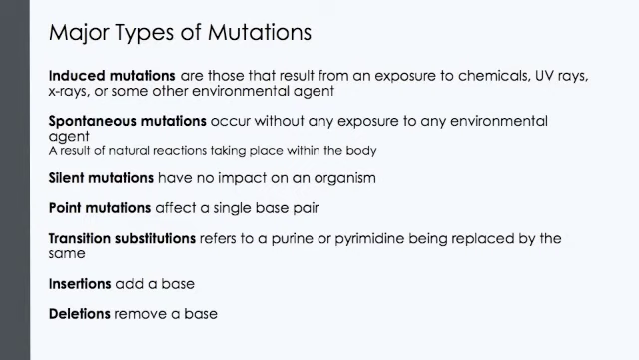Some base substitutions, called nonsense mutations, change an amino acid codon into a stop codon. For example, if an AGA or arginine codon is mutated to a UAG or a stop codon, the result will be a prematurely terminated protein which probably will not function properly.